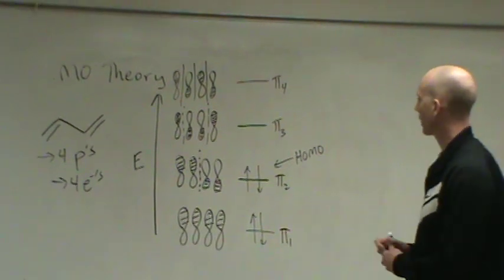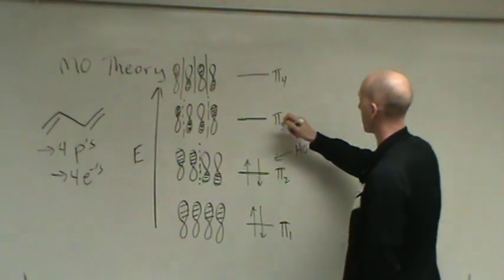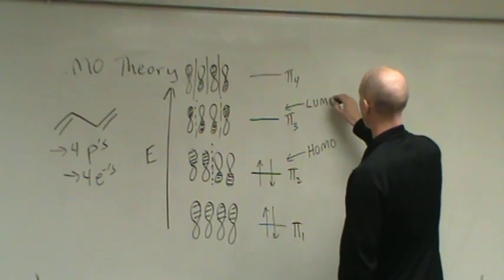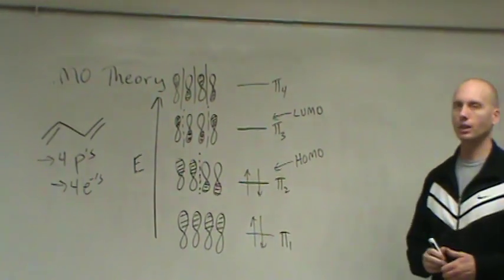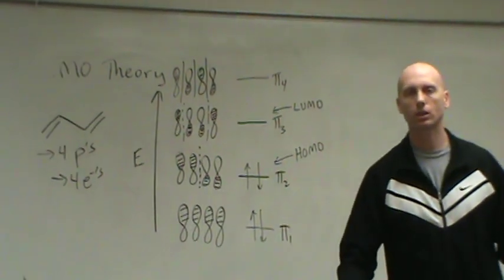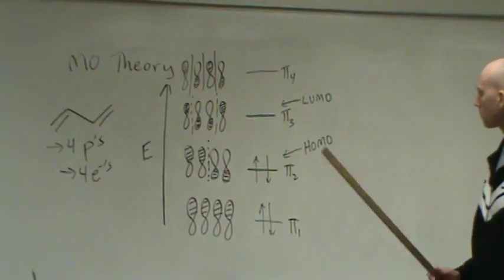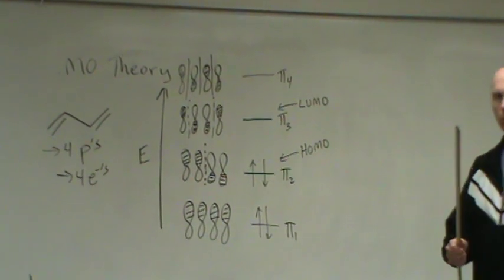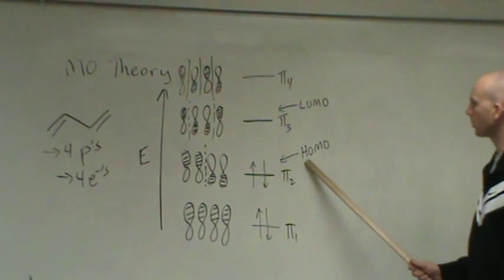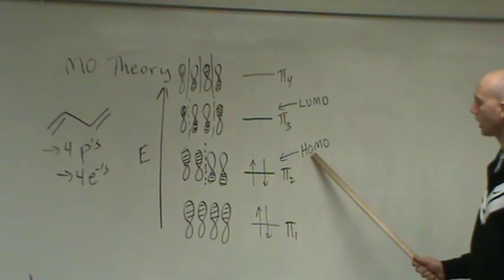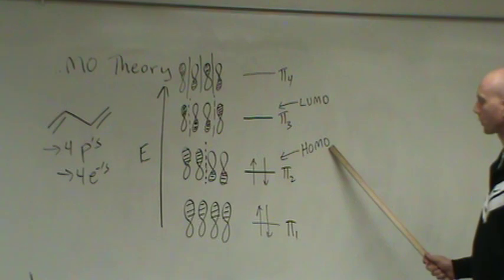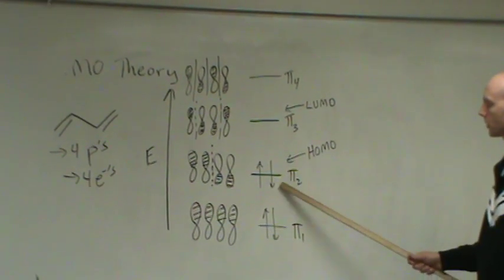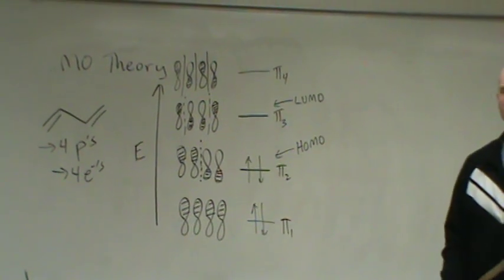Okay? And the energy slot right above it with 0 electrons is what's called the LUMO level. So these are 2 acronyms. What do they stand for? Write it down. HOMO means highest occupied molecular orbital. It's the highest one with electrons in it.